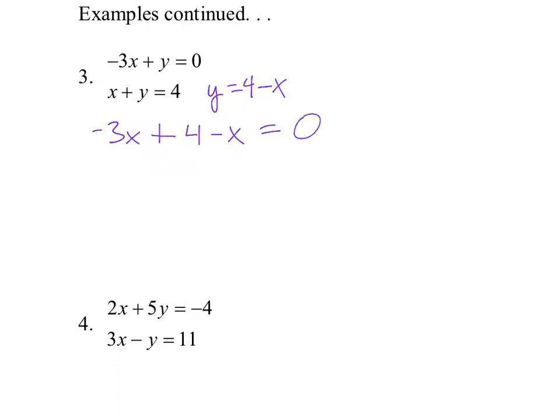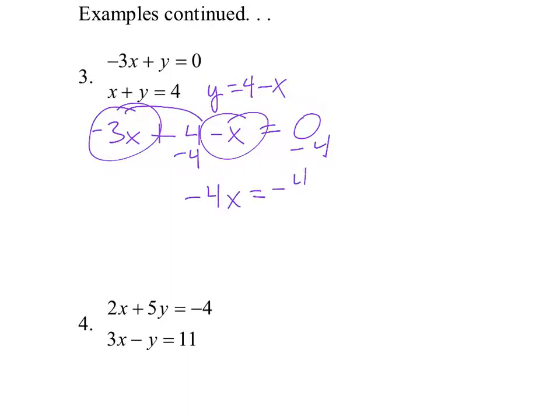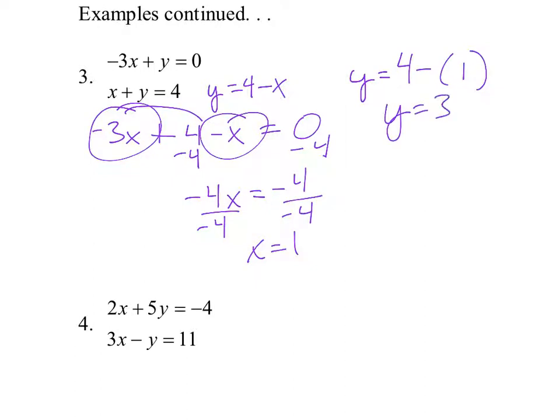So I subtract the 4 to the other side, and I'm going to combine these two together. That's going to give me negative 4x equals negative 4. If I divide by negative 4, I get x equals 1. Now I plug that in. I had y equals 4 minus, nope, not negative 1, I apologize, just minus 1. 4 minus 1 is 3. So y is 3. So my solution is 1, 3.